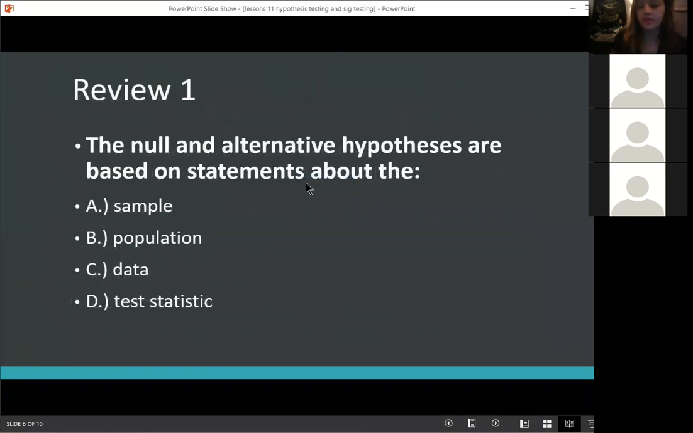Let's do some reviews. I think hypothesis testing is best learned by doing review questions and working the problems out on your own to see if you know it. We'll try going over these, and if any questions come up in between, feel free to ask. Let's try this first one. The null and alternative hypotheses are based on statements about what? A, sample; B, population; C, data; or D, test statistics. Try this one out, and then we will review it. You can go ahead and type your answer into the chat box for me.